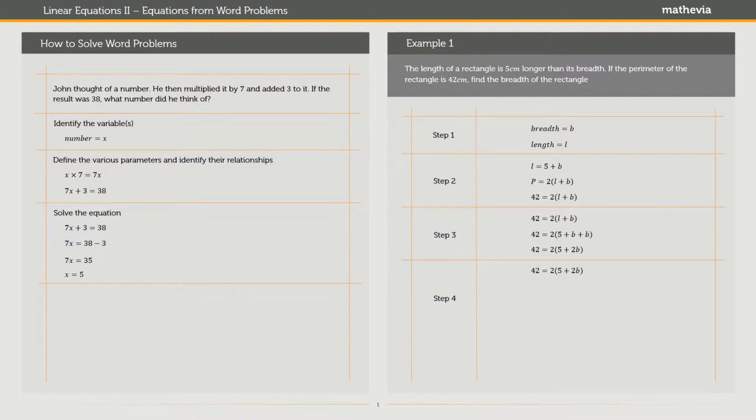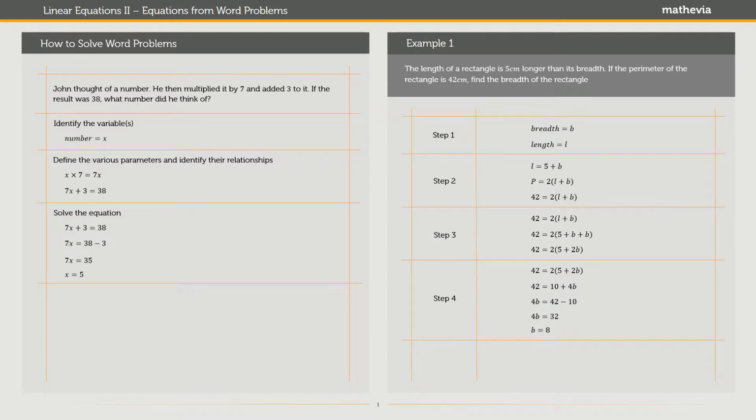So 42 equals 2 times 5 plus 2b, we have that 42 equals 10 plus 4b. And then we work that. When we move 4b over to the left and move 42 over to the right, we have that 4b equals 42 minus 10. And then we have 4b equals 32. When we divide both sides by 4, we have b equals 8.